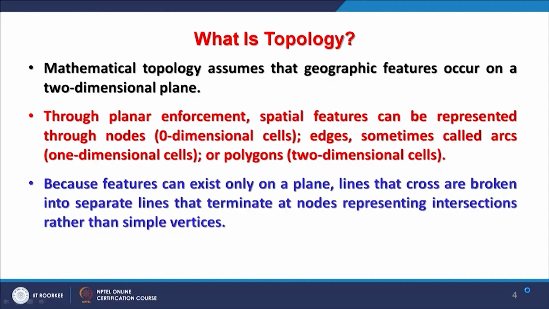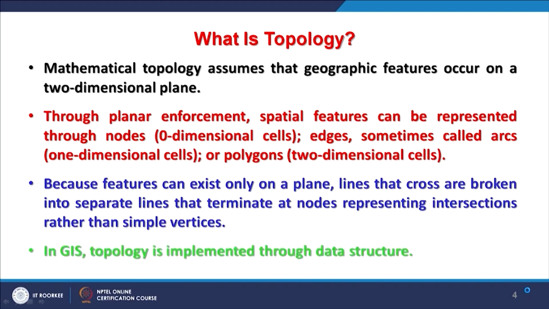Because features can exist only on a plane, the lines that cross are broken into separate lines that terminate at nodes representing the intersection. So if two lines are crossing each other, then wherever they cross, a new node has to be created. Otherwise, these two lines will not know about adjacent features or neighborhood information at all. This is what topology basically does: it creates the information about the neighborhood or adjacent features. In GIS, topology is implemented through the data structure, and this, as I have been mentioning, is mainly for vector polygon data.